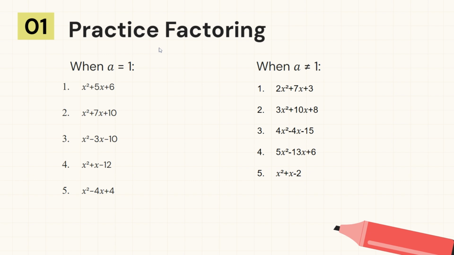Alright, so before you pause the video to practice, when a is not equal to 1, you're always going to multiply the a to the constant c. So 2 times 3 is 6, meaning the two factors would be 6 and 1, but you only use this to find the factors. You only multiply 2 by 3 to get factors, and then once you find the factors, you revert back to 3.